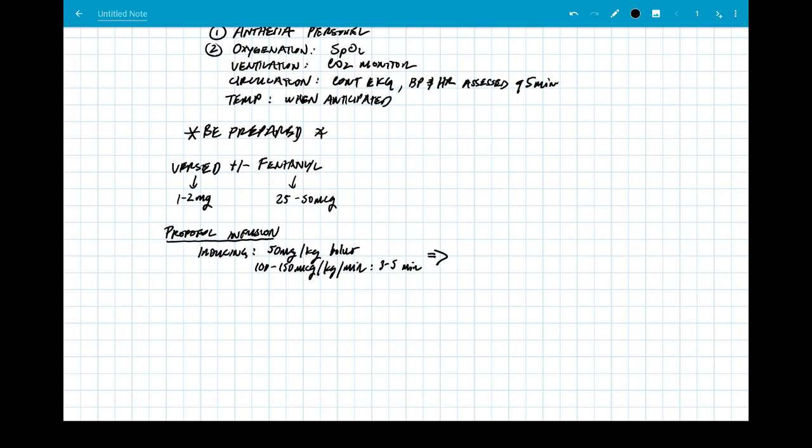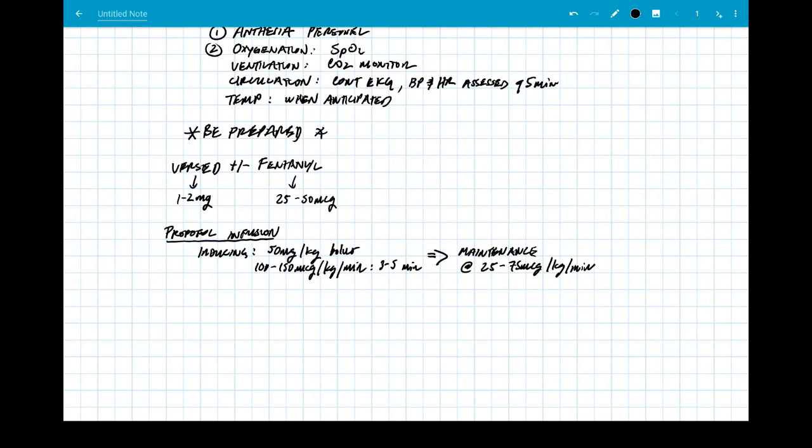After giving either the bolus or the infusion for 3 to 5 minutes, they then recommend starting a maintenance at 25 to 75 mics per kg per minute.